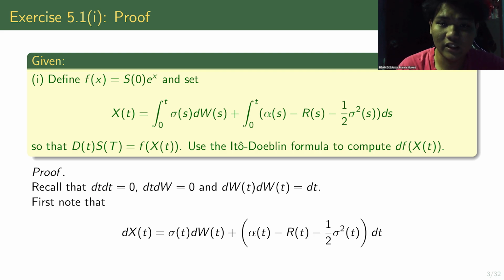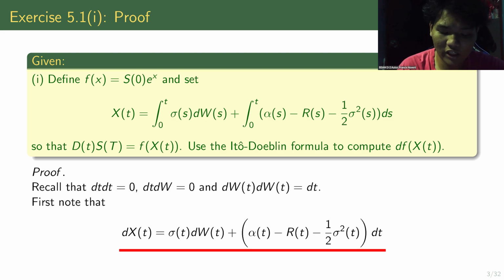The first one is dt times dt is equal to 0, dt times dW is equal to 0, and the last one is dW(t) times dW(t) is equal to dt. Then we focus on the stochastic differential equation given, wherein dX(t) is equal to sigma(t) dW(t) plus the quantity alpha(t) minus r(t) minus 1/2 sigma squared(t) dt.